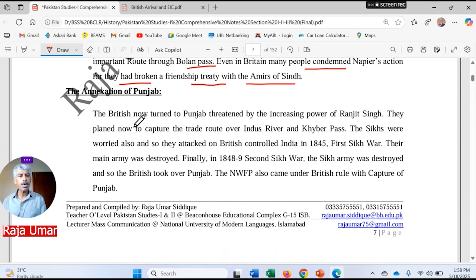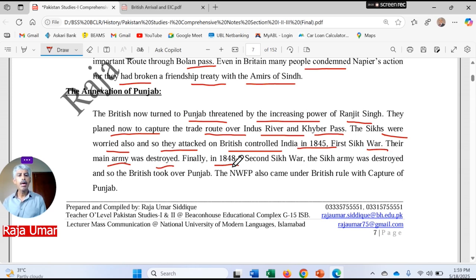So annexation of Punjab, the British now turned to Punjab, threatened by the increasing power of Ranjit Singh, the Sikh government over in Punjab. They planned now to capture the trade route over Indus River and Khyber Pass. The Sikhs were worried also, and so they attacked on British-controlled India in 1845, First Sikh War. So their main army was destroyed.